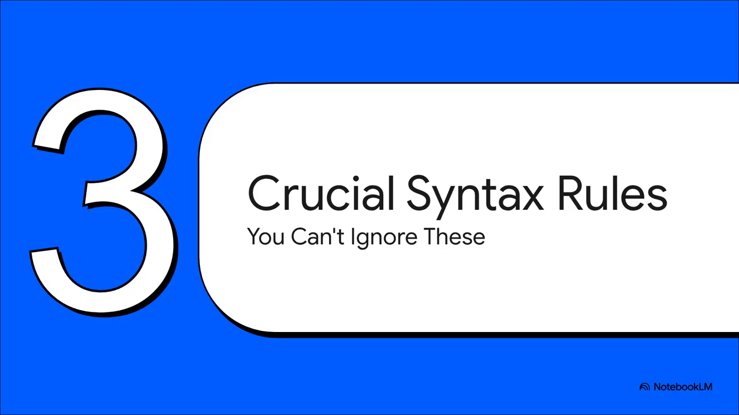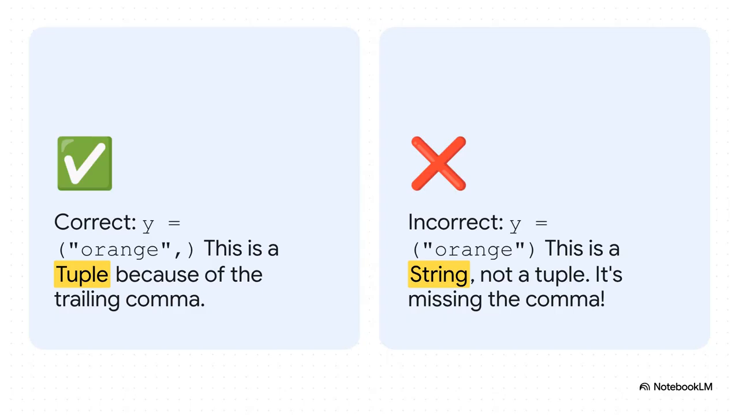Okay, so we've got the main ideas down, but now we need to talk about some really important details. These are the little things that can cause some major headaches if you're not paying attention, so let's make sure they don't catch you off guard. This right here might be the number one mistake people make with tuples. Look really, really closely. If you're making a tuple with just one thing in it, you have to put a comma after it. If you forget that comma, Python doesn't see a tuple. It just sees a string with some parentheses around it. That tiny little comma is everything.